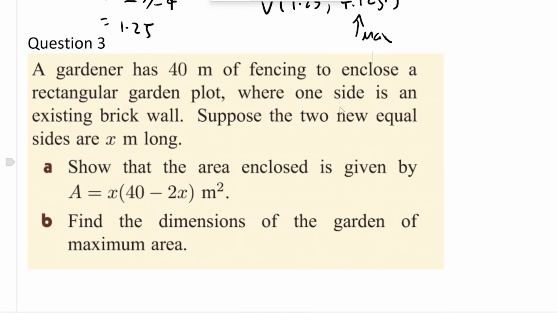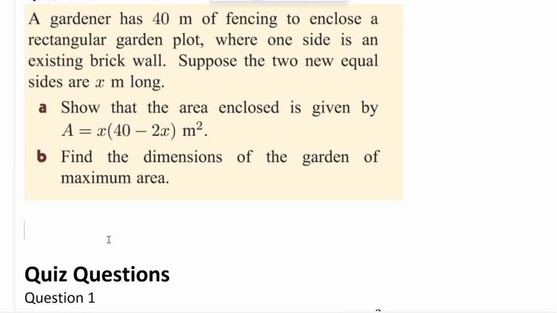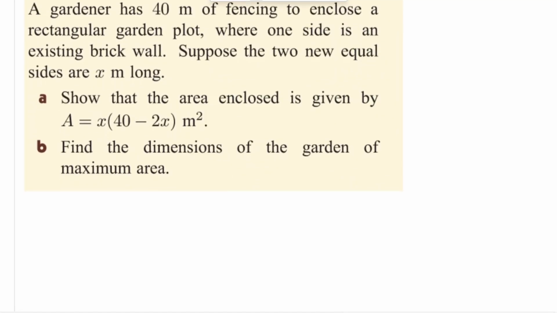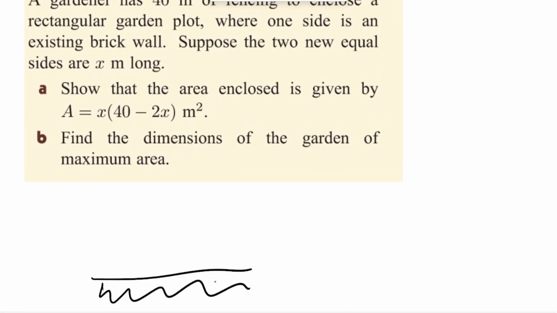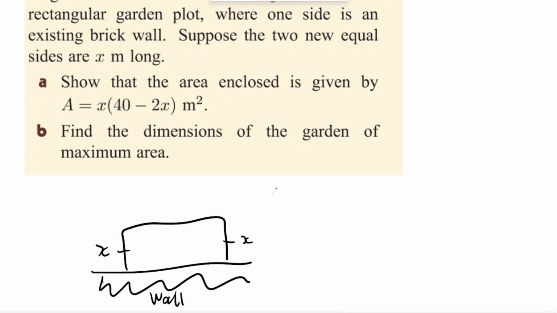All right, so the real thing that you do in these questions is you do worded problems. That's the main point of doing these optimization ones. So a gardener has 40 meters of fencing to enclose a rectangular garden plot. Now one side is an existing brick wall, and we're going to suppose that 2 new equal sides are x long. So what that's going to look like is we've got this wall here, and then you've got this rectangular garden where they're the same and they're both x long. And we've got 40 meters of fencing to use up. So total fence equals 40 meters, just like that.